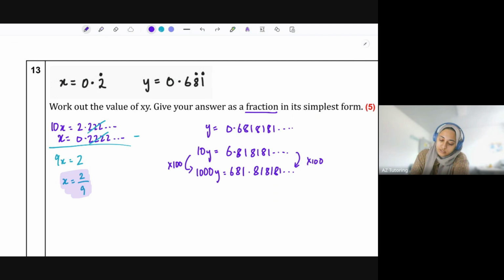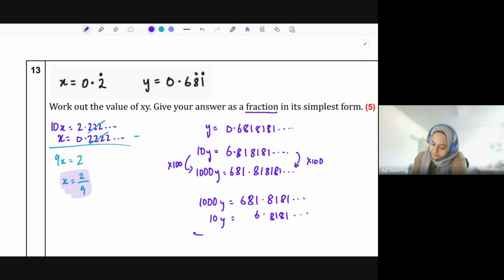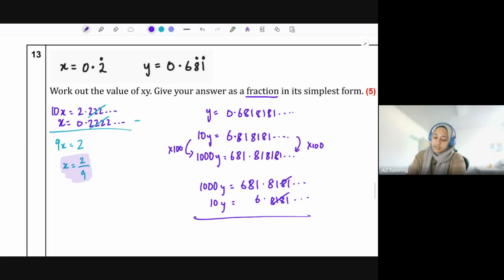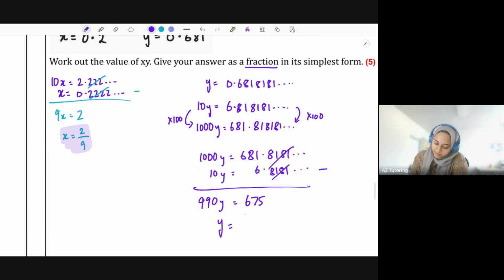So now I'm going to minus these from each other. Let me just write it out again. So 1000y equals 681.8181 minus 10y, which is 6.8181, continuing forever. So you can see my recurring numbers are lining up. So when I minus, they'll cancel. 1000y minus 10y is 990y equals 681 minus 6 is 675, and they cancel. Okay. So therefore, to get y by itself, I'm just going to divide by 990.